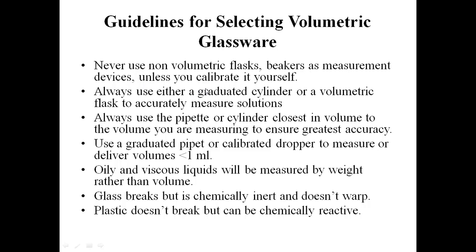First one is never use non-volumetric flasks or beakers as measuring devices unless you calibrate them yourself. Beakers and such flasks are not exactly volumetric labware, because they are not calibrated up to the mark at a specified temperature. Always use either a graduated cylinder or a volumetric flask to accurately measure solutions, and always use the pipette or cylinder closest in volume to the volume you are measuring to ensure greatest accuracy. Use a graduated pipette or calibrated dropper to measure or deliver volumes less than 1 ml. Oily and viscous liquids should be measured by weight rather than volume.